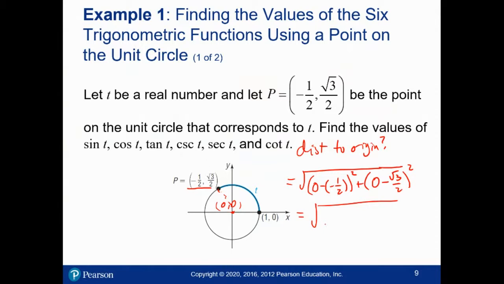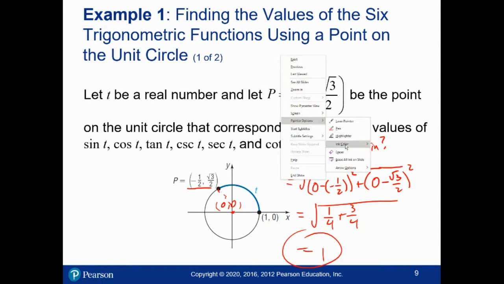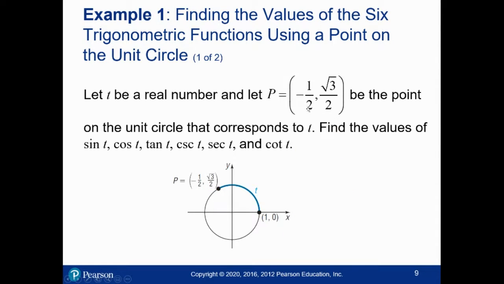Okay, -1/2 squared is 1/4. √3 over 2 squared is 3/4. 1/4 plus 3/4 is 1, and the square root of 1 is 1. So yes, this is distance 1 to the origin. It is in fact on the unit circle. So if that point is on the unit circle, suppose that t is the arc length to get there. Alternately, you could say theta is the angle to get there. So what are all 6 trigonometric functions of this angle or arc length?